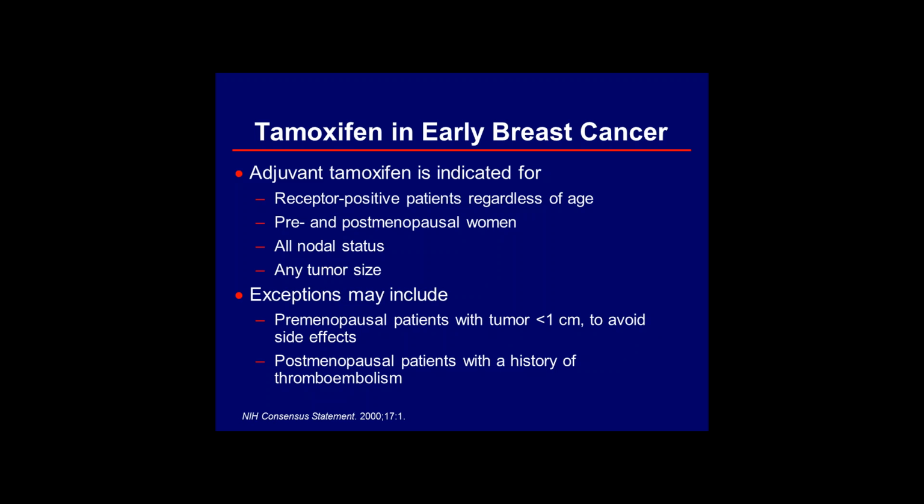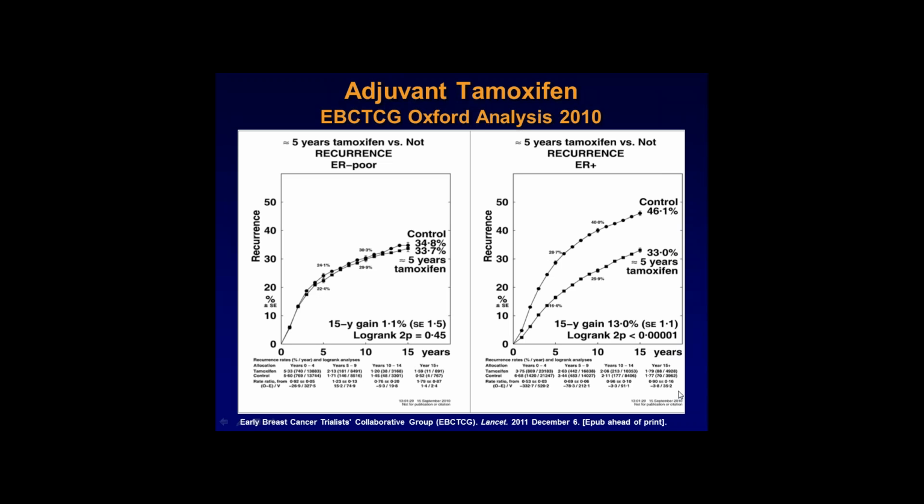So I want to call your attention to this slide from an NIH consensus statement in 2000. Fifteen years later, some of this has changed, but most of it is still true. The reason we know that tamoxifen works is shown here. This slide comes from the Oxford Overview, which is a collection of statisticians that every 5 years get together and poll people who have done any clinical trial with anything in breast cancer and get the patient level data, and then they put it all together.